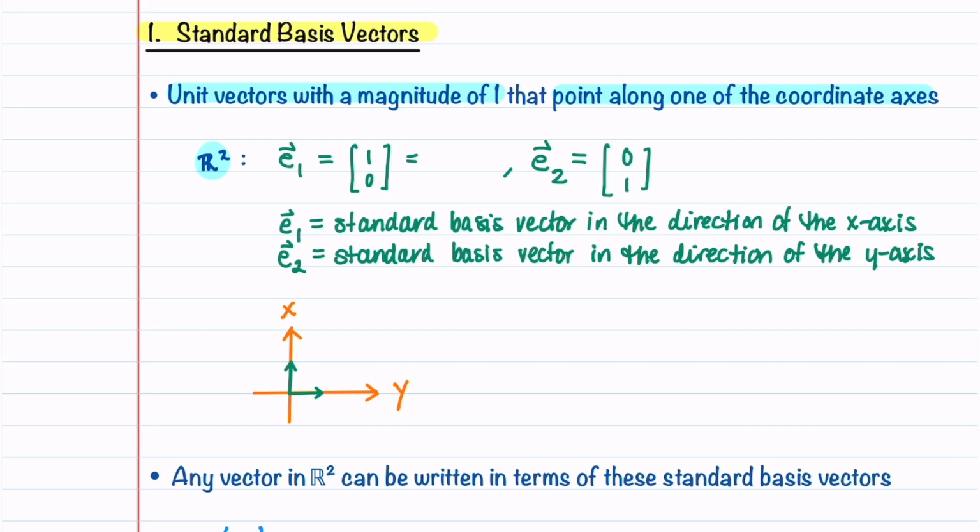e1 is the same as i hat, which you may already be familiar with, and e2 is the same as j hat. e1 is the standard basis vector in the direction of the x-axis, and e2 is the standard basis vector in the direction of the y-axis.